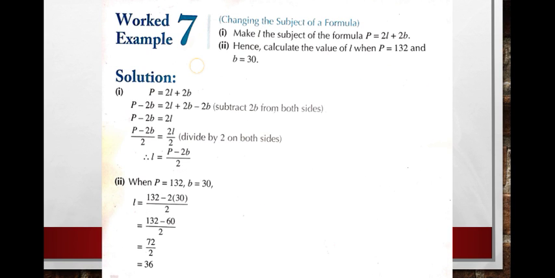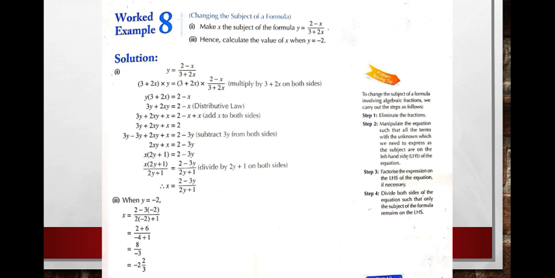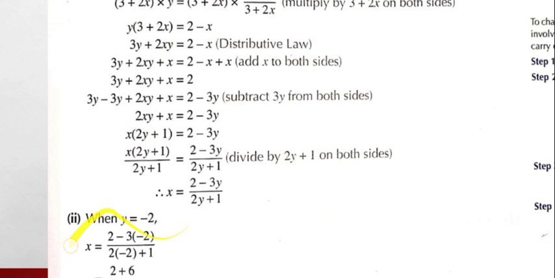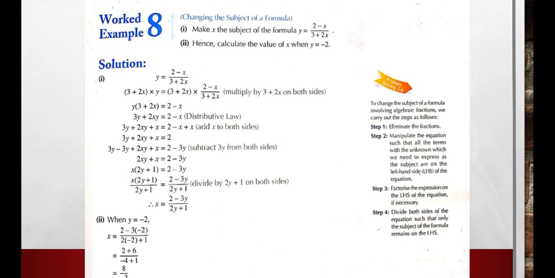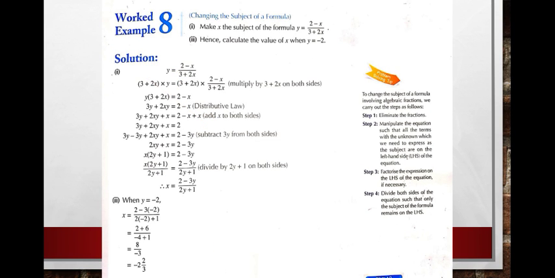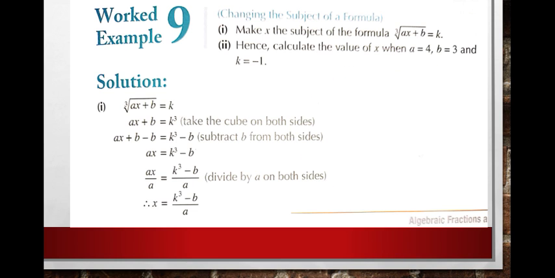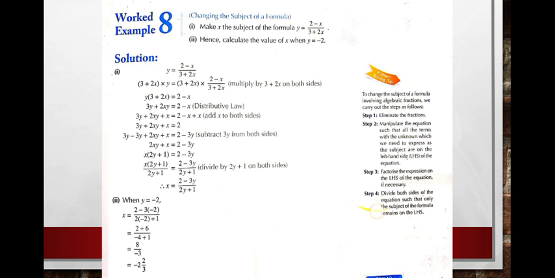And after that we can calculate the x when y equals minus 2. So just put in minus 2 here. So that will be 2 minus 3 times minus 2, over 2 times minus 2 plus 1. Just calculate, easy. You can also refer to this step if that might help you.